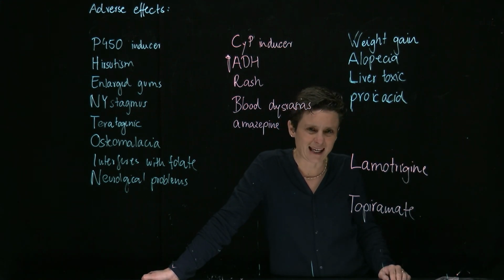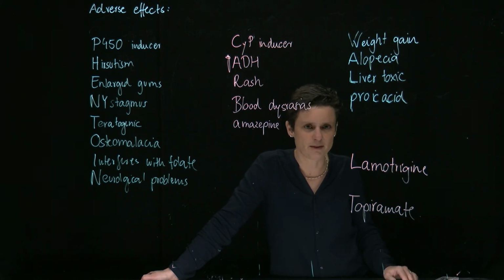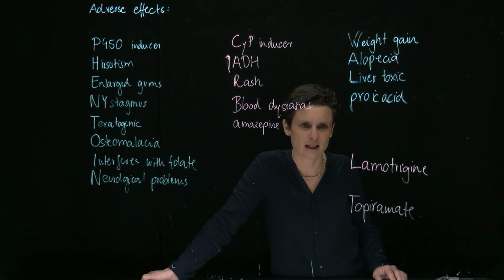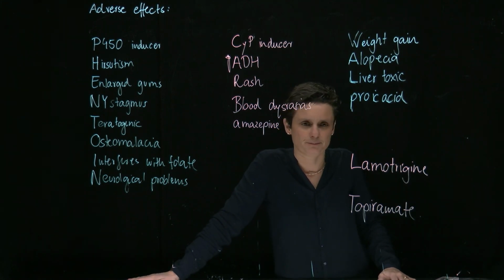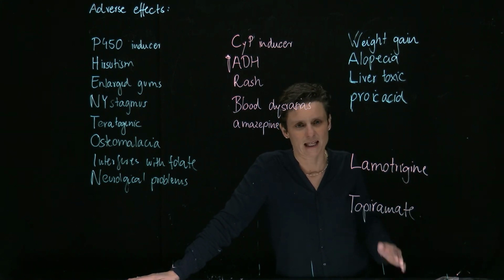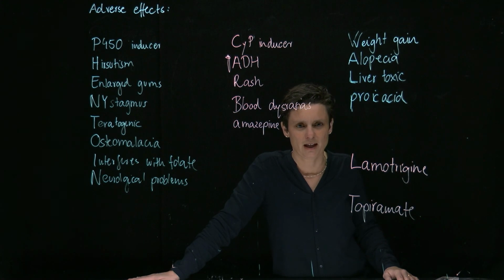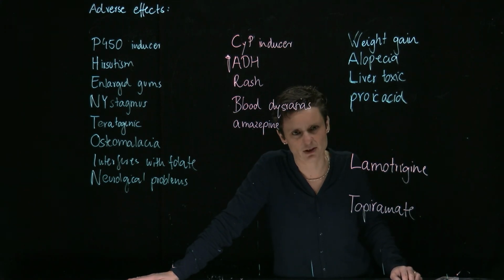Topiramate can lead to some cognitive impairment, which is obviously a problem in students and kids. So that's one problem of topiramate. And another one, it also leads to weight loss. And it's so good at that that it even got approved as a weight loss drug together with another drug. So this concludes the video on mechanism of action and adverse effects of anti-seizure medications.